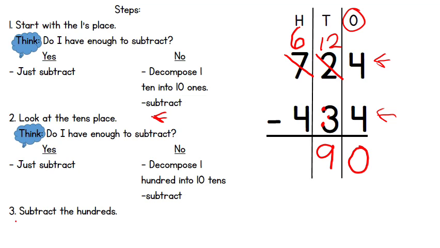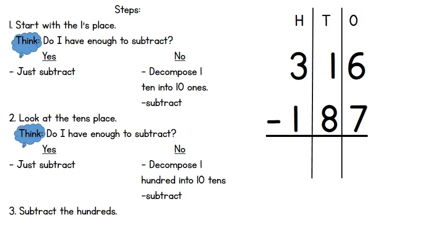My last step is to subtract the hundreds. So I will start at the hundreds, 600, take away 400. Remember, you have to cross out the 700s and write 600 because if I didn't, I would think that I still had 700s, but I decomposed one of those, so I really only have 6. 600, 500, 400, 300, 200. 290 is my difference.